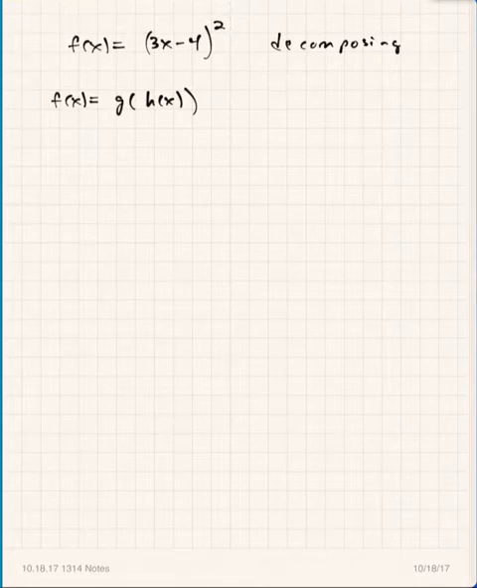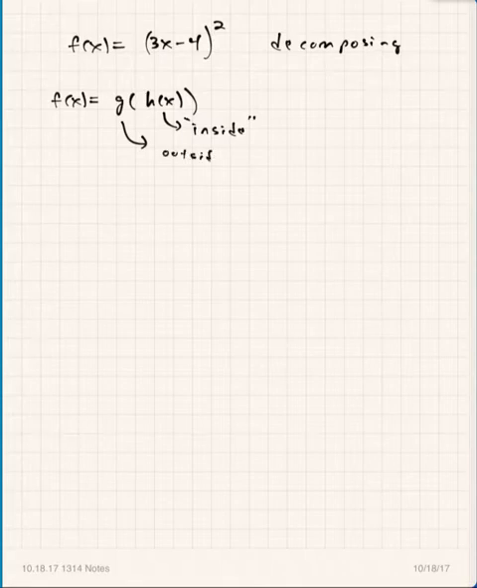And this is actually not hard to do. H of x is simply, the way I look at this, what we call the inside function, and g would be what I would call the outside function. And so the inside function here is 3x minus 4. H of x is 3x minus 4. And then the outside function, what are we doing with 3x minus 4? We're squaring it. So the outside function is the square function, and so g of x would be x squared.